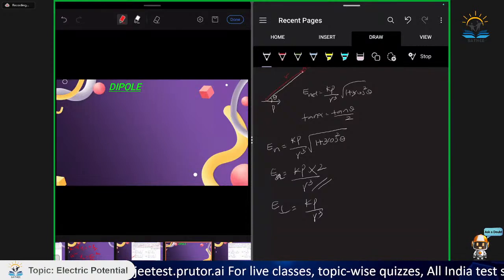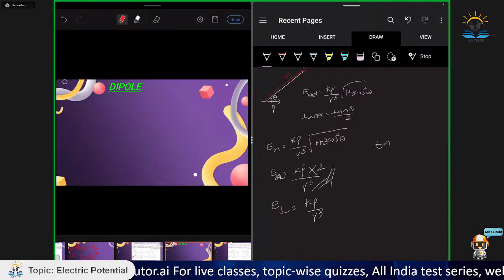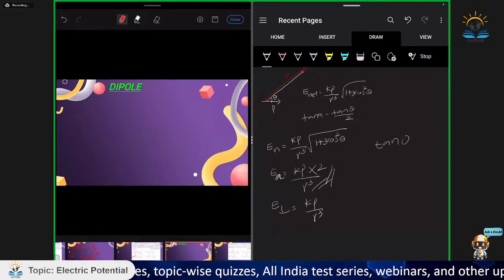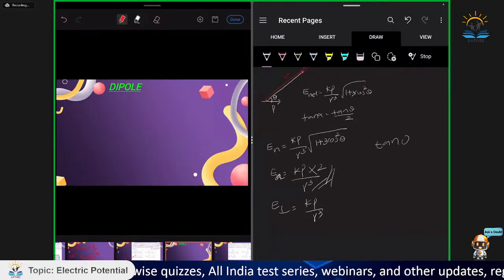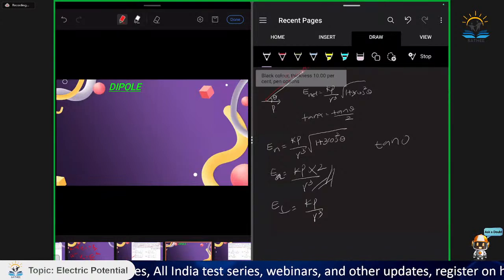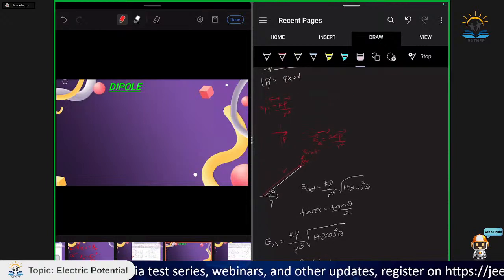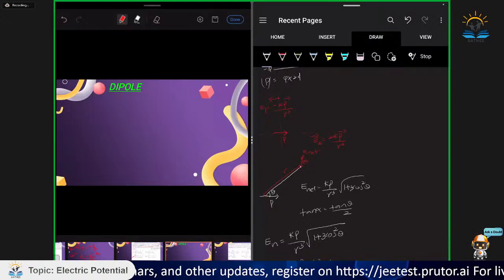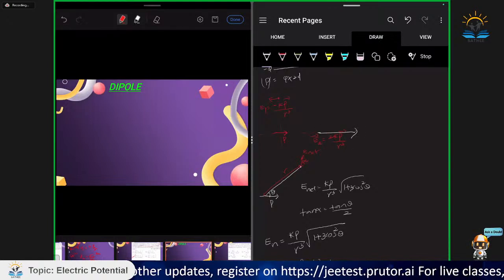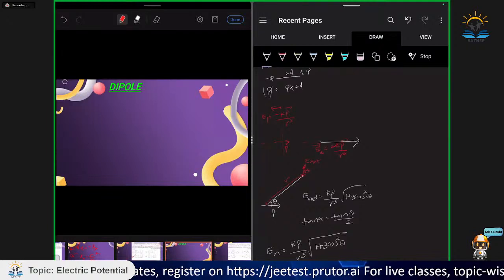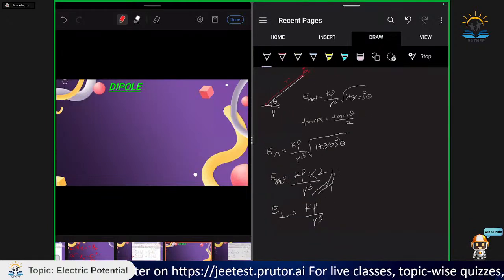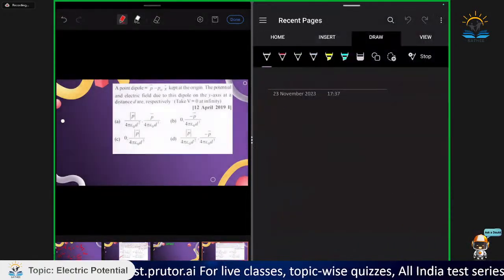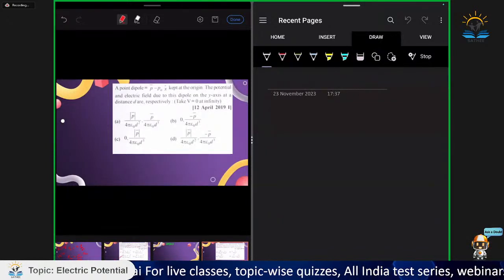Along the axis, tan 0 is how much? Tan 0 is not defined, right? Anyway, along the axis the electric field is in the same direction as P, and perpendicularly it is in the opposite direction. Easy. Yes. This is our next question.